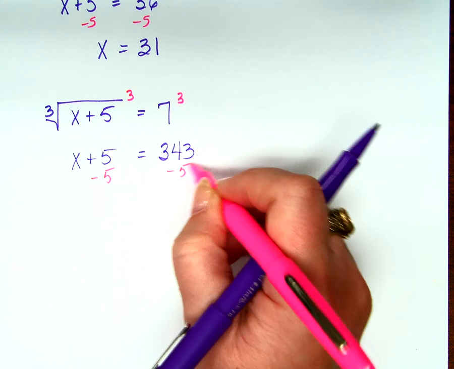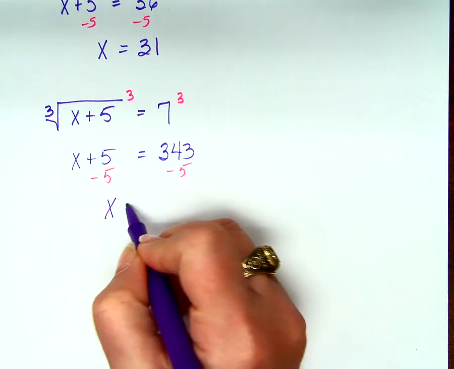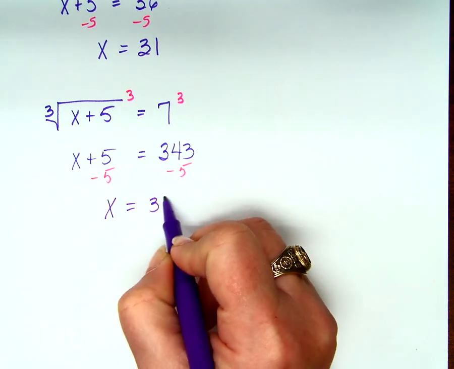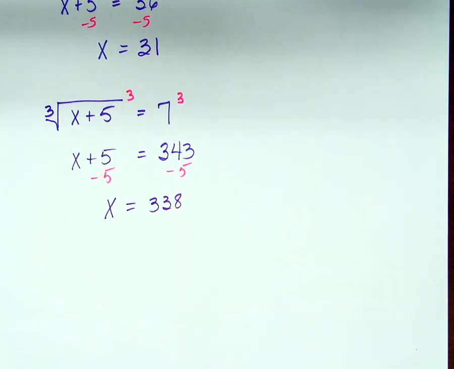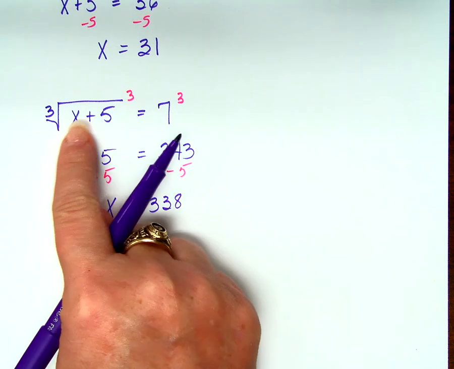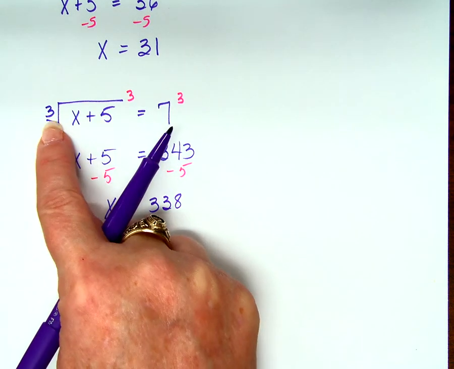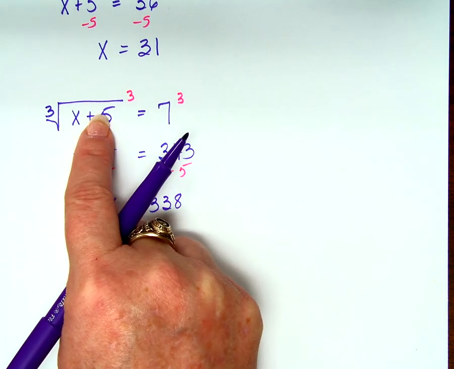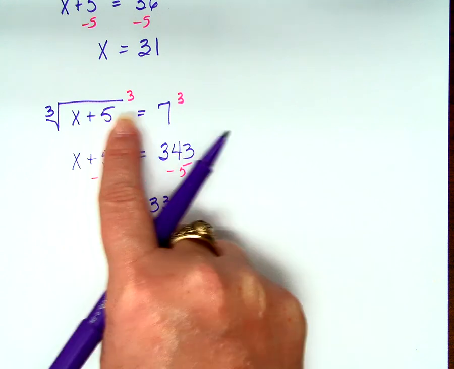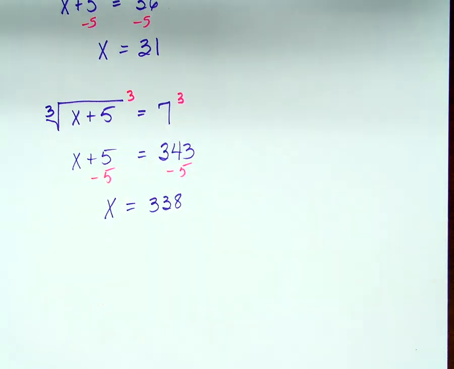Good. So what does x equal? 338. Okay, so what's 338 plus 5? 343. And what's the cube root of 343? 7, right? Does 7 equal 7? Yeah. Can I try to trick you again? Okay.